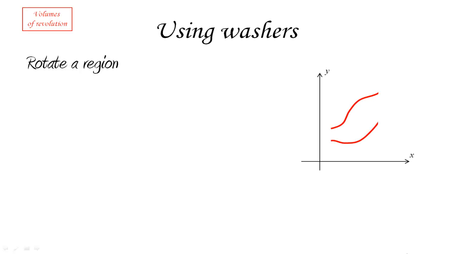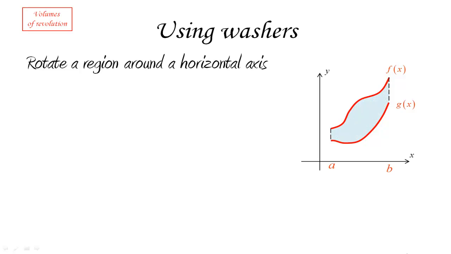This time I'm not going to assume that either the top or the bottom is flat, but in fact both the top and the bottom can be two functions of x. We're still going to go from a left limit a to a right limit b, and what we're rotating is this region here, but this time we're going to rotate it around a horizontal axis that is outside the region, somewhere like that.